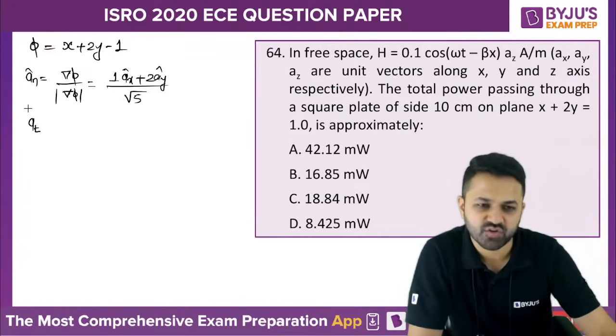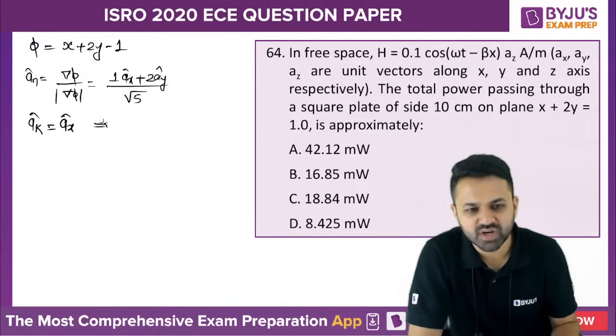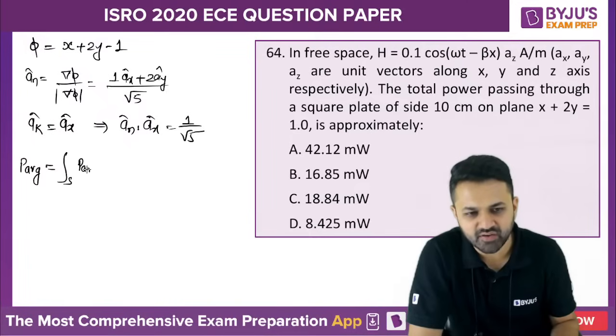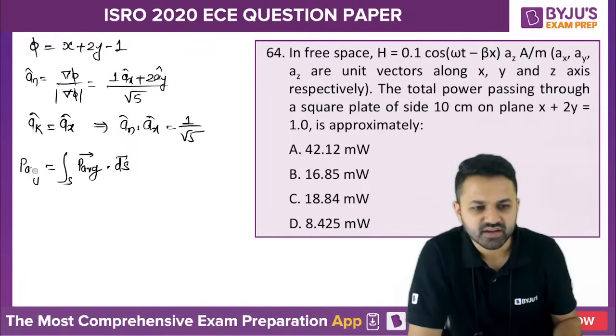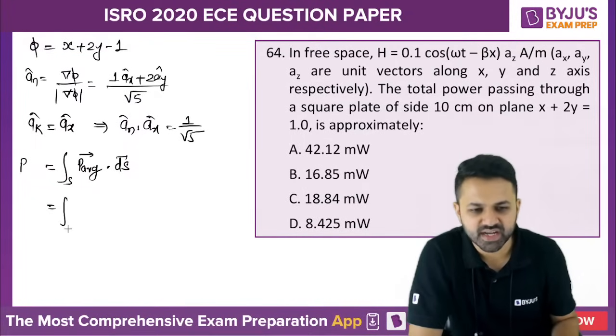And what is the direction of power crossing, or the Poynting vector? The direction of power crossing is in the direction of wave propagation, which is x. So when we calculate the dot product of the normal with ax, we get 1 upon root 5. Now how do we calculate the power? The average power is nothing but the integration over the surface of the time average Poynting vector dot dS. I am representing the power crossing by P.